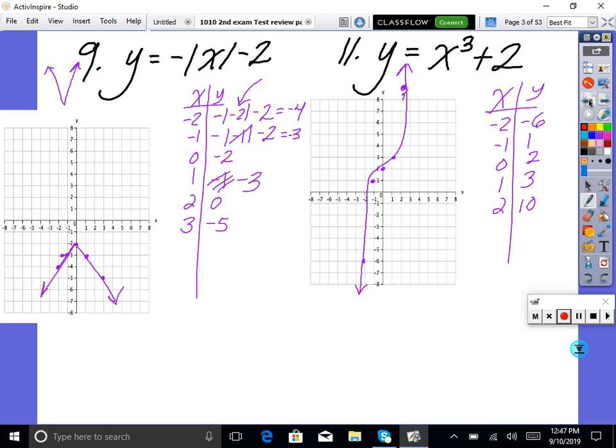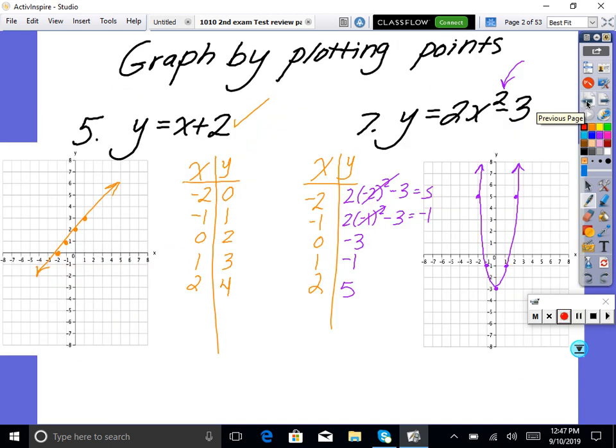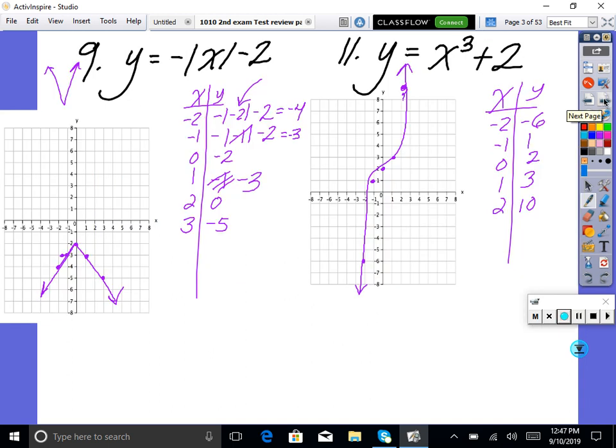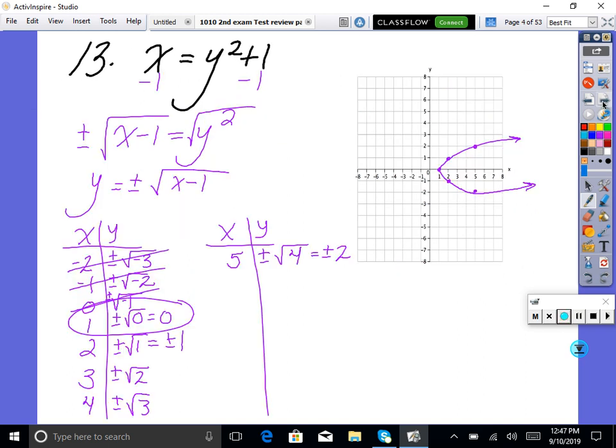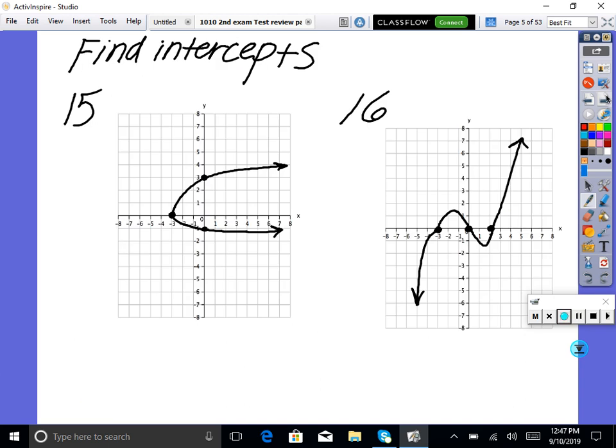So let's go back. Let's say on the test they said, graph by plotting points, is this a function? Yes, a line is a function. It passes the vertical line test. Yes, this is a function. It passes the vertical line test. Yes, this is a function because it passes the vertical line test. This is also a function. It passes the vertical line test. Now this, however, is not a function. It does not pass the vertical line test, but we can still graph it.